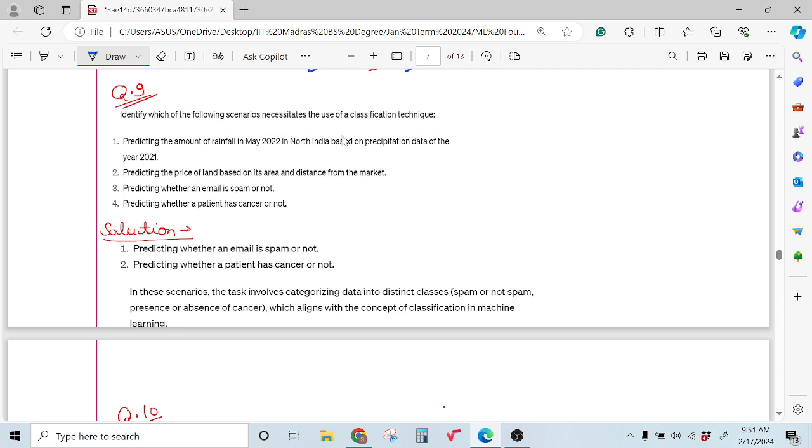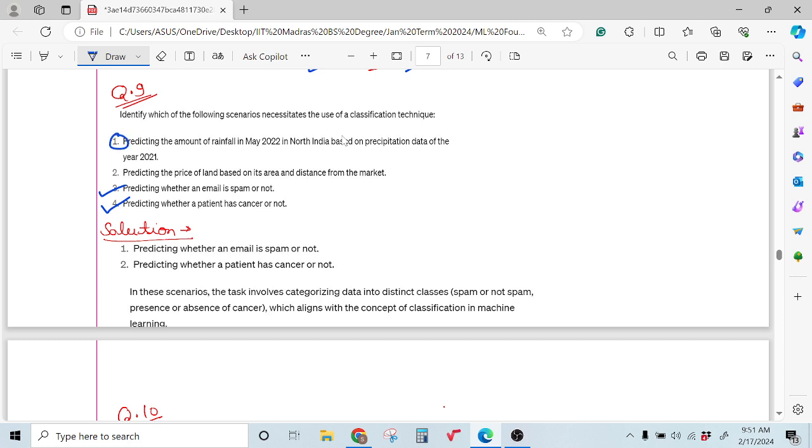So the solution is third, predicting whether an email is spam or not, and fourth, predicting whether a patient has cancer or not. So these two options are correct. What is the reason? In this scenario, the task involves categorizing data into distinct classes, spam or not spam. And in the case of cancer, we categorize the patient by presence or absence of cancer. So we have two options, presence or absence of cancer, which aligns with the concept of classification in machine learning. So these two options are correct.